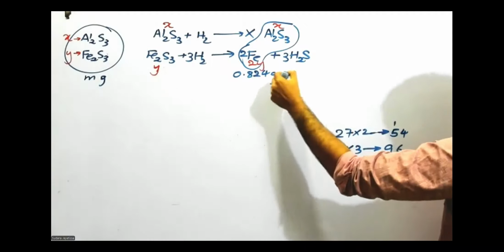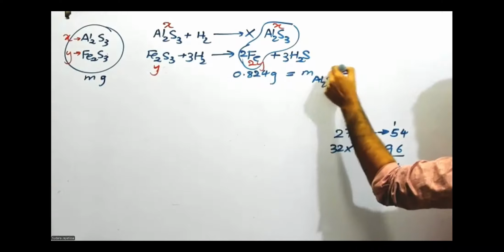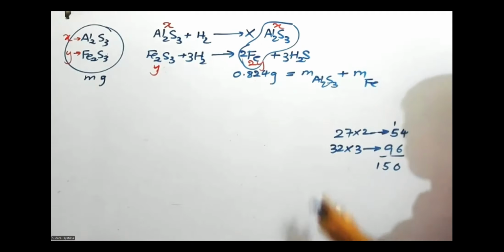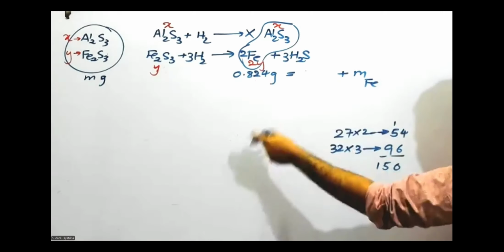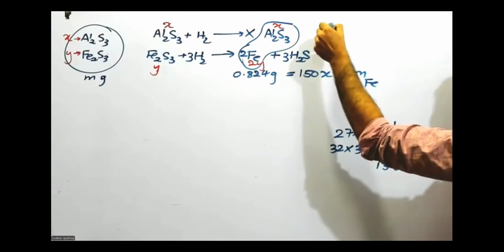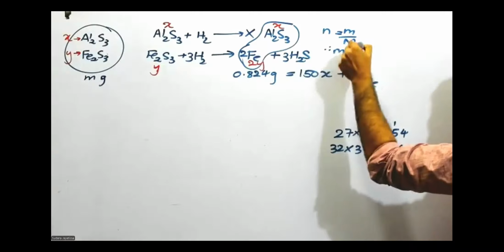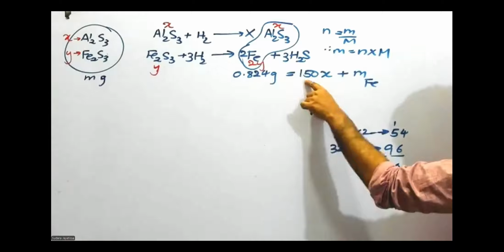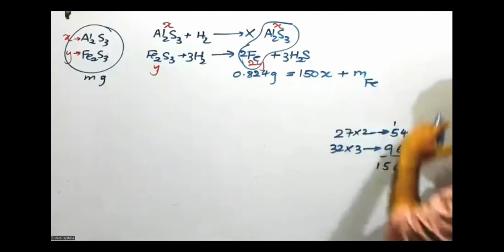So you can write like this: mass of Al2S3 plus mass of Fe is equal to this number, no? Now let's replace this. Mass of Al2S3 you can write as 150x, because number of moles is equal to mass over molar mass. So mass is moles times molar mass. You have x moles and molar mass is 150. Is that clear? In that way you can find out the number of moles.